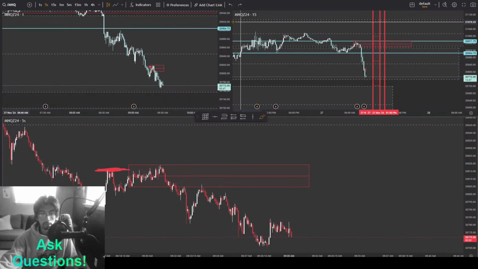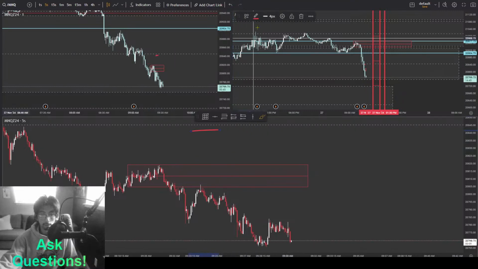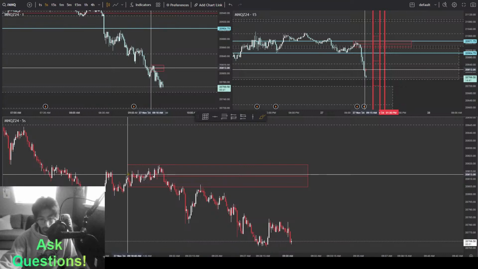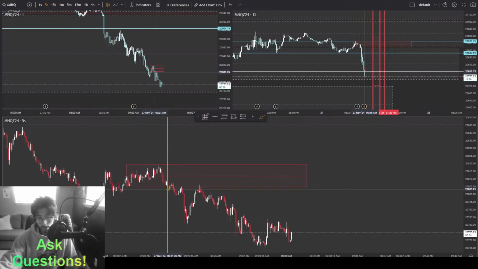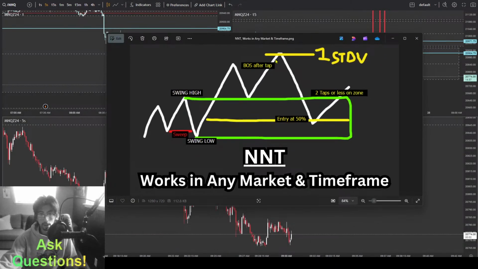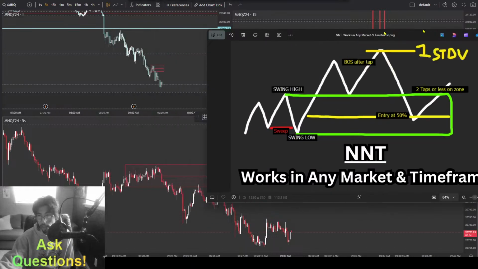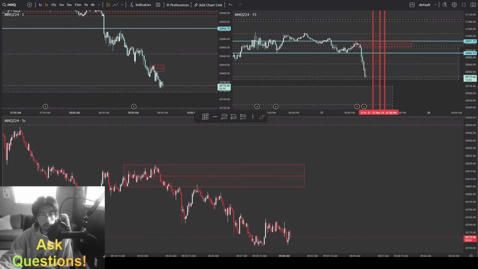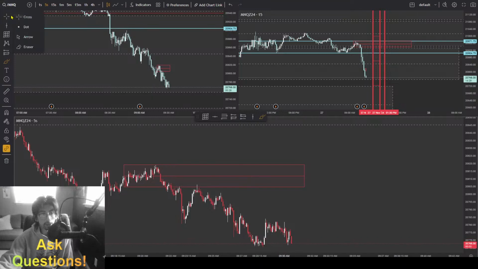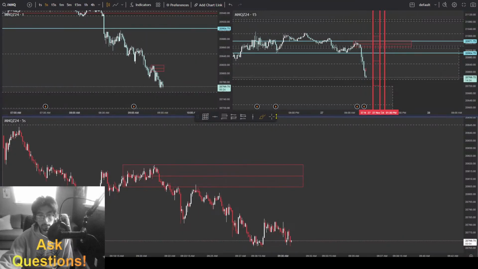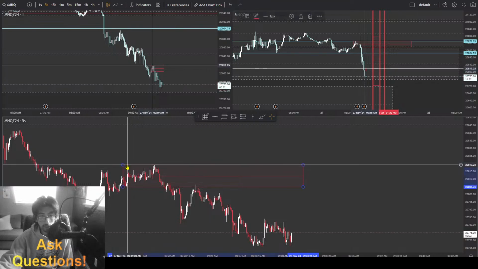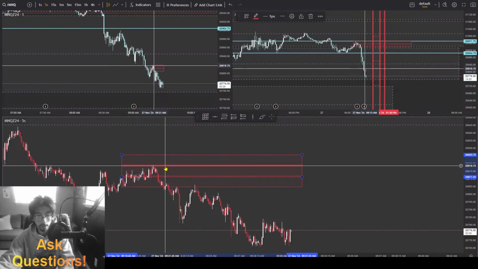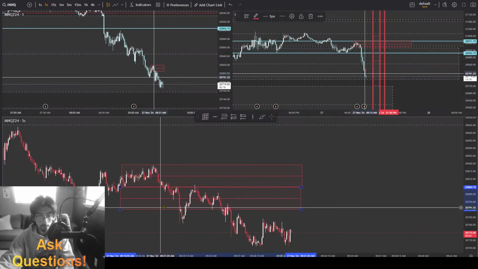Okay, so let's get rid of these drawings. So we got our sweep, our swings, the tap, break of structure out to the tap. We want it to reach 1 standard deviation. That means 2 times the zone. I'll have to favorite that also. Standard deviation is 2 times the zone, so let's just copy it. 100% away from the zone. Yes, it is.